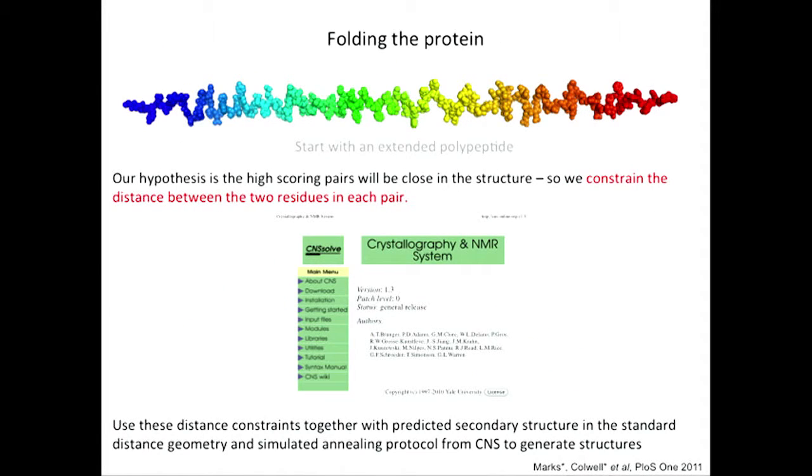It turns out people have already written a nice software package to do that, which is called CNS, which you can freely download online. And so this has made it quite straightforward to test this out. So this package uses distance geometry, as I mentioned, and then a small amount of simulated annealing on top of that to sort of take apart residues that have ended up on top of each other.